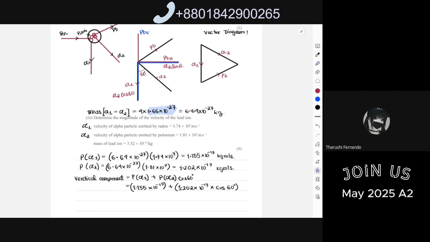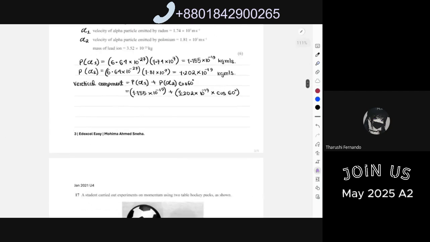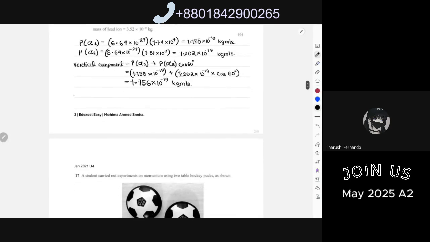Yes, please. Okay. How much is the value? 1.756 × 10^-19. Okay. 1.756 × 10^-19 kg m/s. Okay. Now let's move on to the horizontal component again.